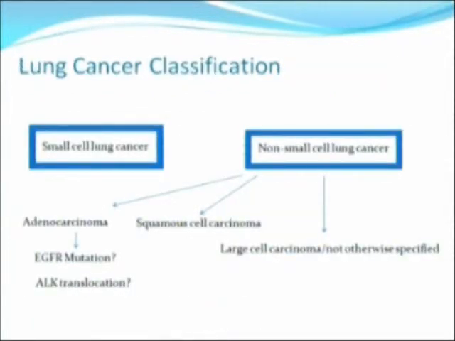So let's go back to our classification. What does this all mean? What does this all mean to clinicians? Is it relevant? We still have not let go of our formal histological classification of lung cancer, but we certainly have added EGFR mutations and ALK translocations to the necessary data set in order to give our patients the best possible treatment.